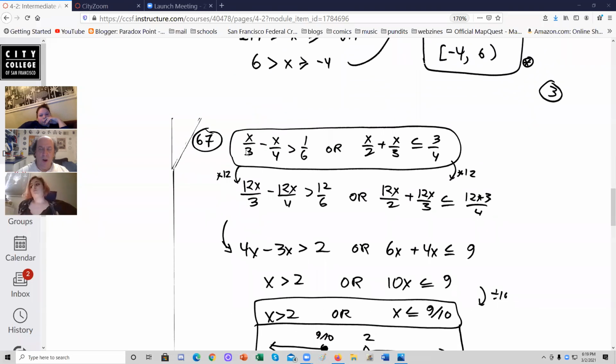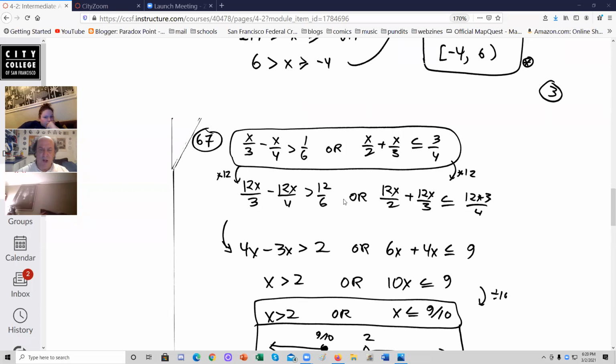Here we have another or. This is true or this is true. x thirds minus x over 4 is greater than 1/6, or x halves plus x over 3 is less than or equal to 3/4. Now, all right, we have denominators 3, 4, and 6, 2, 3, and 4. In both cases, 12 is a common multiple. So multiply throughout by positive 12. That keeps the inequality in the same direction. 12x over 3 minus 12x over 4 is greater than 12 over 6. Here, multiplying throughout by 12, again, it keeps the inequality the same. 12x over 2 plus 12x over 3 is less than or equal to 12 times 3 over 4.